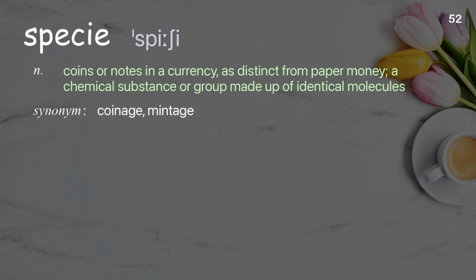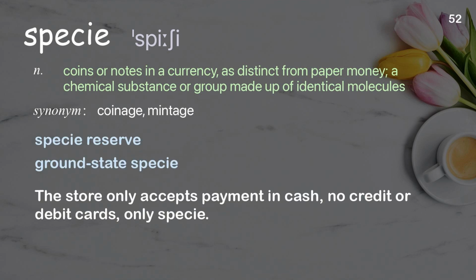Specie. Coins or notes in a currency, as distinct from paper money, a chemical substance or group made up of identical molecules. Examples: Specie reserve. Ground state specie. The store only accepts payment in cash, no credit or debit cards, only specie.